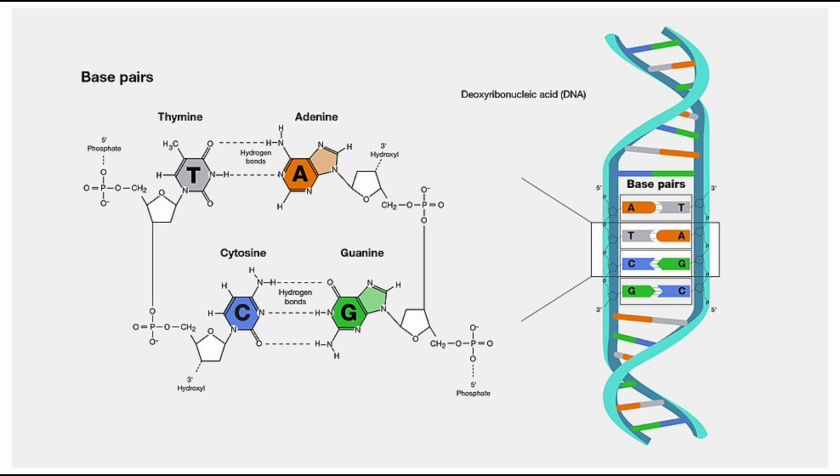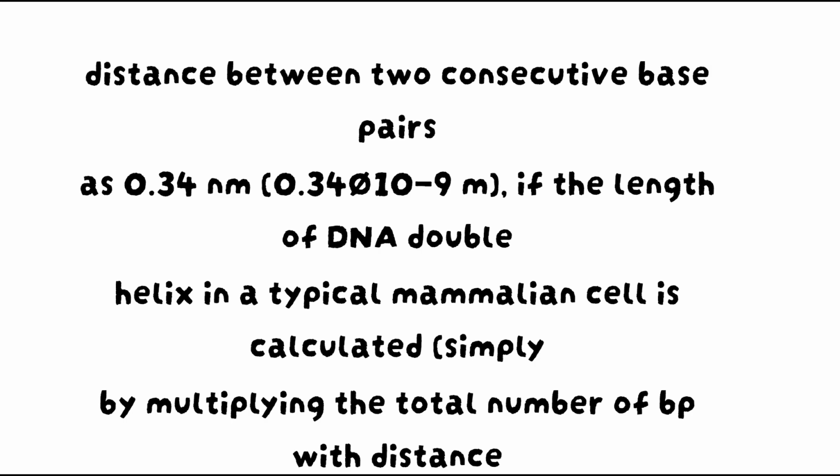The two chains are coiled in a right-handed fashion, and the pitch of the helix is 3.4 nanometer. A nanometer is 1 billionth of a meter, that is 10 raised to minus 9 meter. And there are roughly 10 base pairs in each turn. So this is one more important salient feature. Each turn consists of a total of 10 base pairs. The distance between a base pair in a helix is approximately 0.34 nanometer.